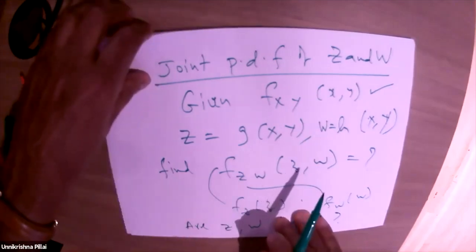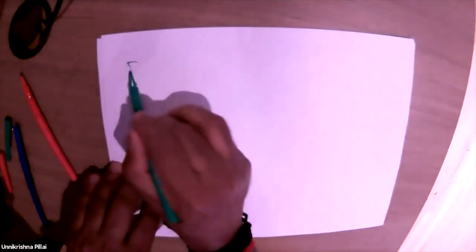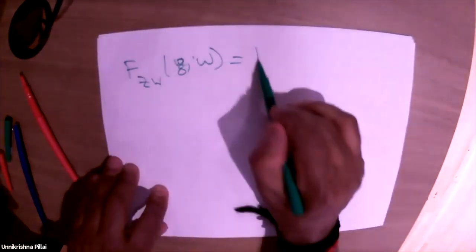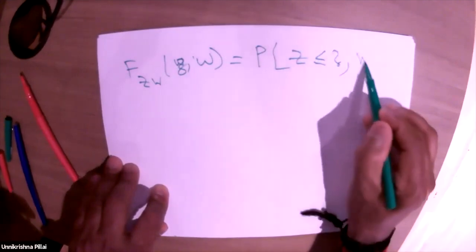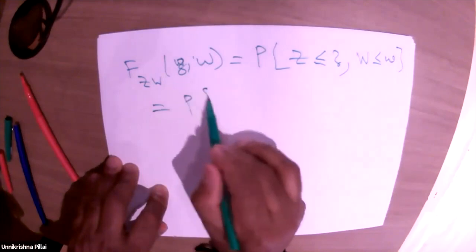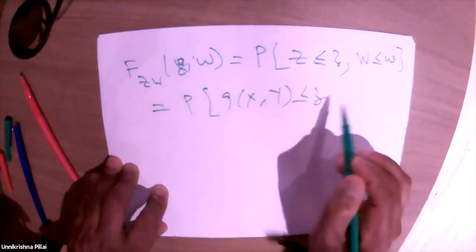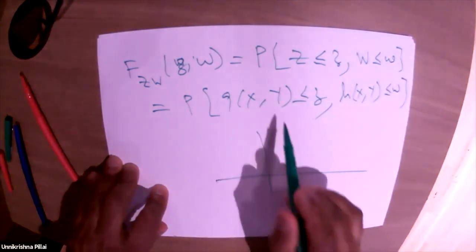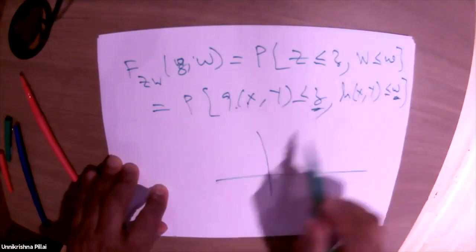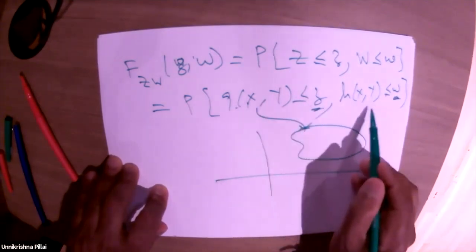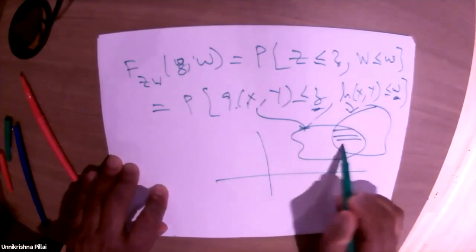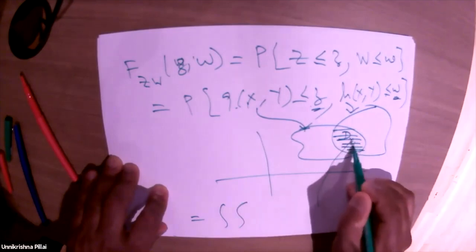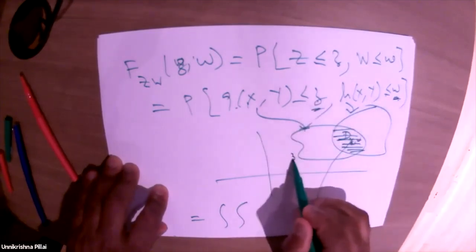So first let's try to find the joint density function of Z and W. We can start with the joint distribution function of Z and W. By definition, that's the probability that Z is less than or equal to z and W is less than or equal to small w. But remember, Z is given to be g(X, Y) less than or equal to z, and W is given to be h(X, Y) less than or equal to w. So now your whole idea is that for a given z and w, you need to figure out where this inequality is satisfied and where this other inequality is satisfied. So you just need to integrate over this region. If I call this region D(z, w), because this region will obviously depend on z and w.